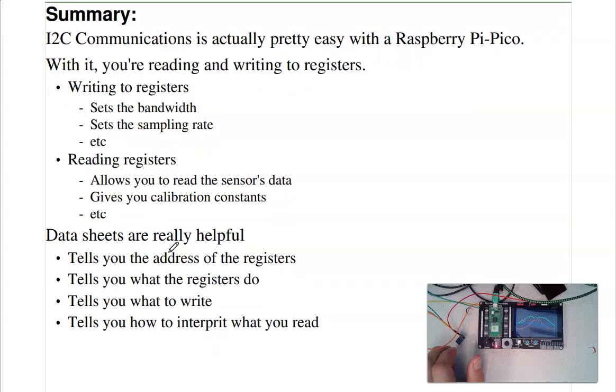So in summary, I2C communication is actually pretty darn easy with a Raspberry Pi Pico. With it, you're reading and writing to registers. You're writing to registers to set the bandwidth, set the sampling rate, etc. You're reading registers. That allows you to read the sensor's data, get calibration constants, and so on. With the data sheets, you really need the data sheets in this case. Data sheets are really helpful. They tell you the address of the registers, they tell you what the registers do, and they tell you what the data means. But given that, I2C communication is one way to read sensors that's pretty straightforward. Different style than SPI, but just another way.